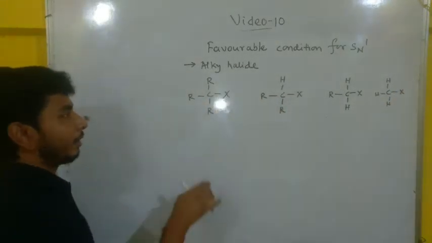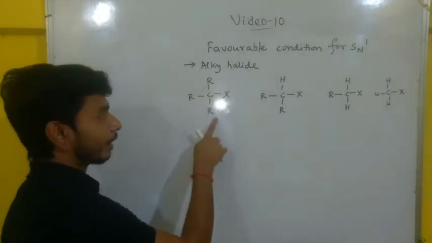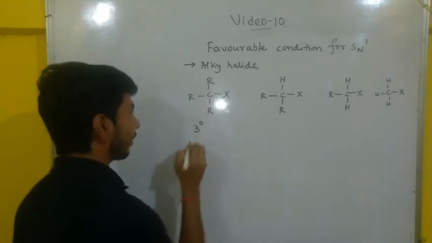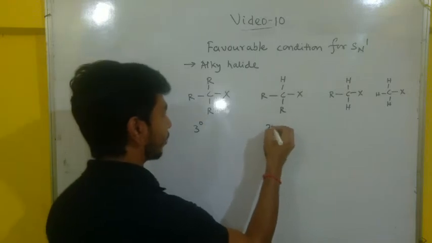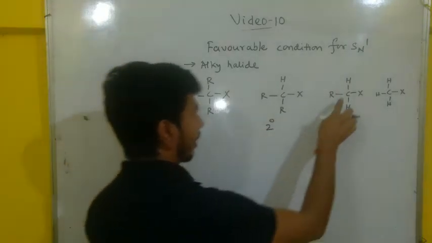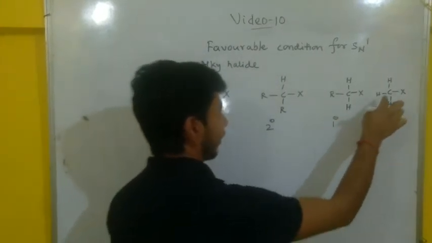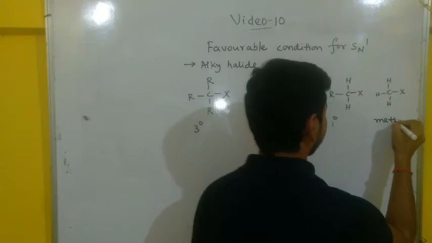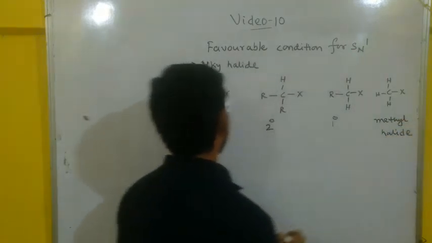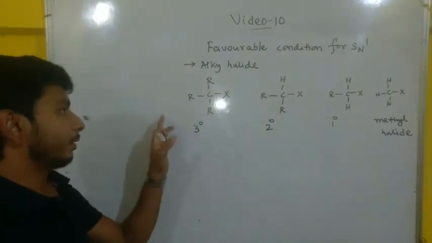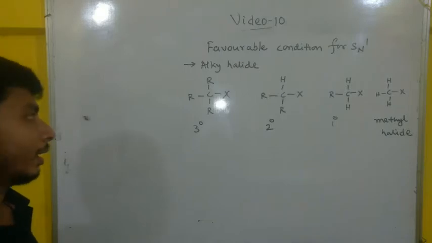All are alkyl halides. In the first alkyl halide, the carbon is attached to 3 alkyl groups, so it is 3 degree. In the second alkyl halide, the carbon is attached to 2 alkyl groups, so it is 2 degree. In the third, the carbon is attached to 1 alkyl group, so it is 1 degree, and it is called methyl halide. So there are different types of alkyl halide: 3 degree, 2 degree, 1 degree, and methyl halide.